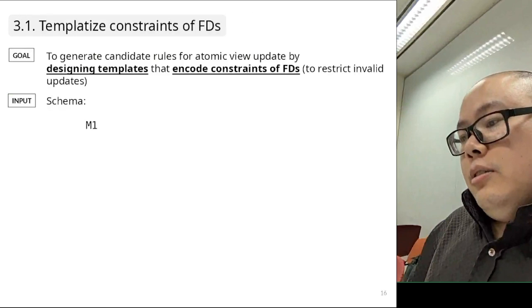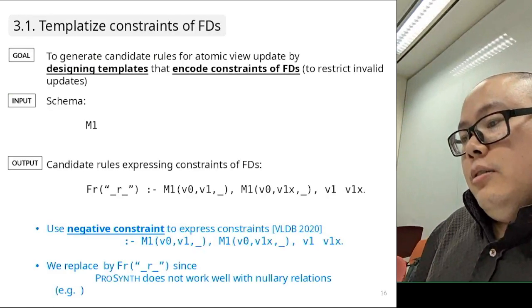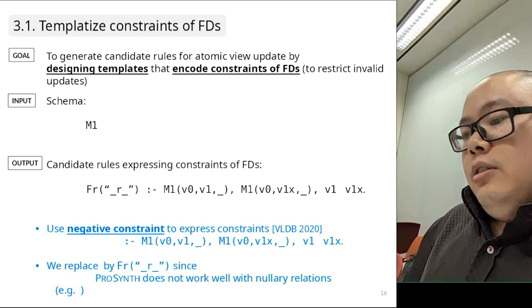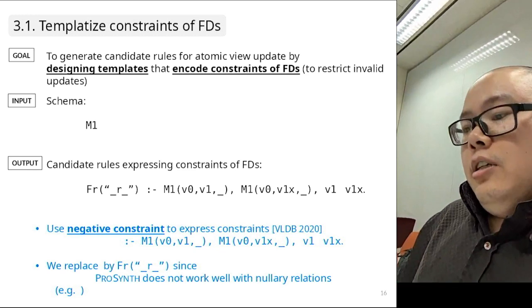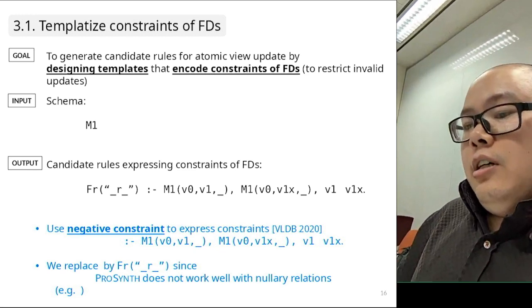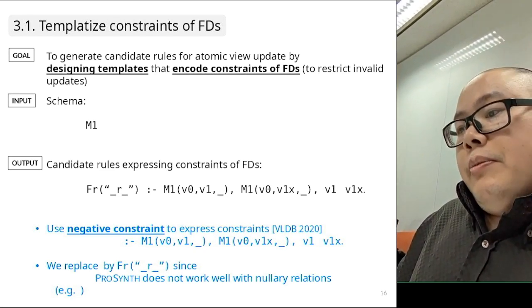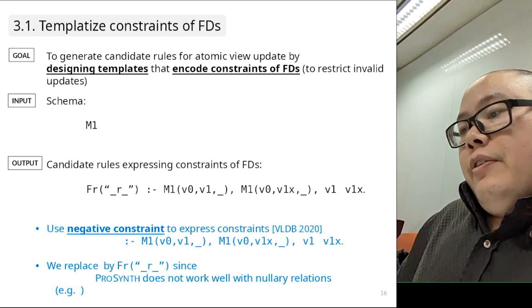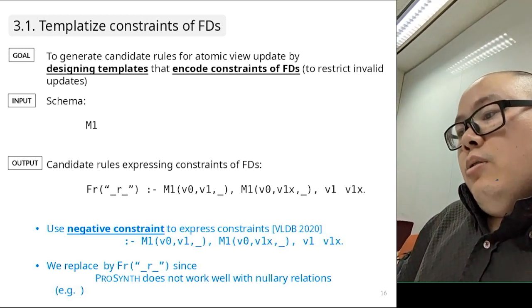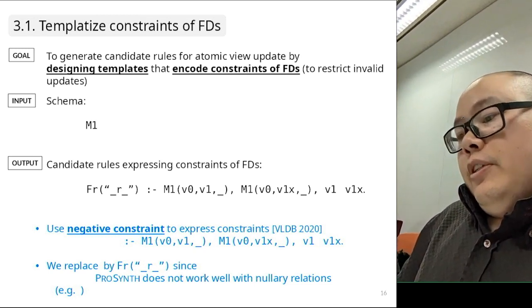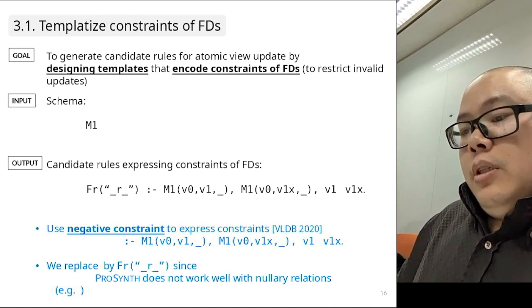In the next slide, 16, this is the first thing in the first contribution: templatizing the constraint of dependency. The goal is to design some templates that encode the constraint of dependency. We do not want an own tuple in the view side that could not be referred to the source. Some tuples should satisfy some constraint and must be possible to reflect, and the other invalid tuples should be rejected.